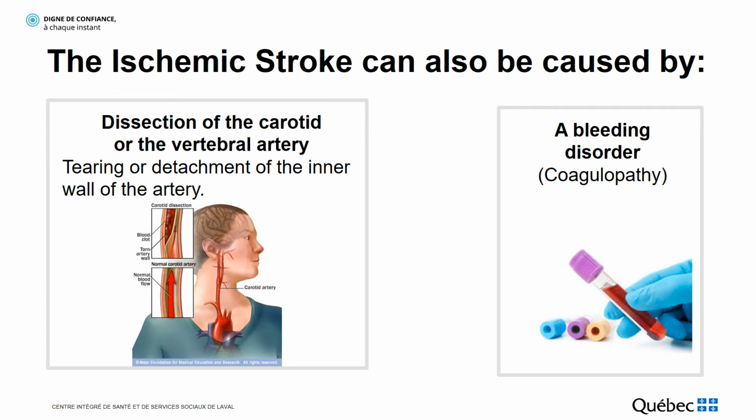An ischemic stroke can also be caused by a dissection of the carotid or vertebral artery. This means that the inner wall of the artery was torn away or detached from the wall, causing a significant decrease in the blood flow to the brain or total occlusion of the blood flow. It can also be caused by a blood clot disorder called hypercoagulation disorder.